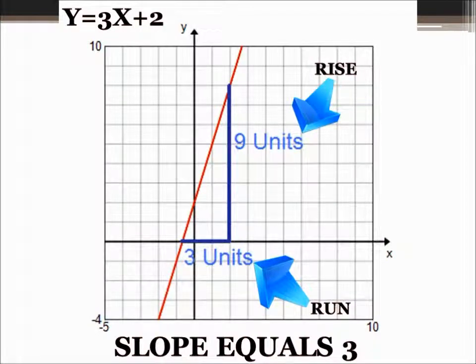Here you see a run of 3 units, followed by a rise of 9. 9 over 3, which equals 3, indicating that the slope is 3.